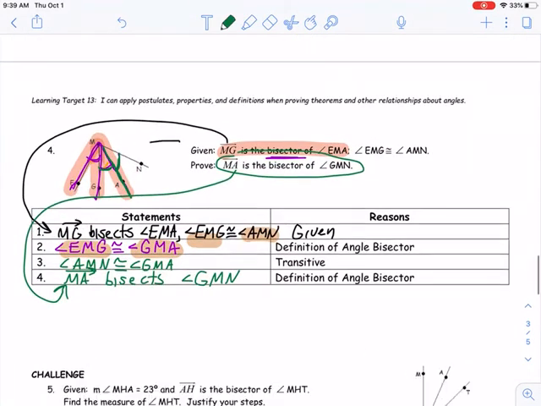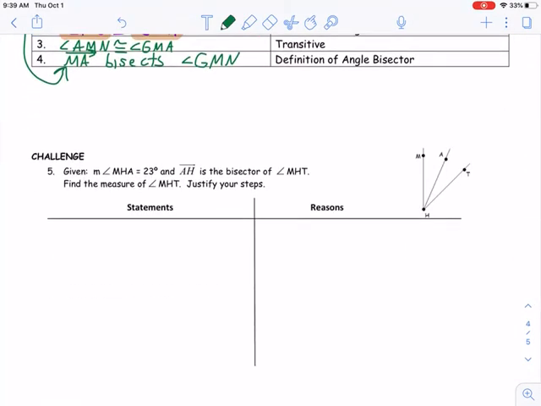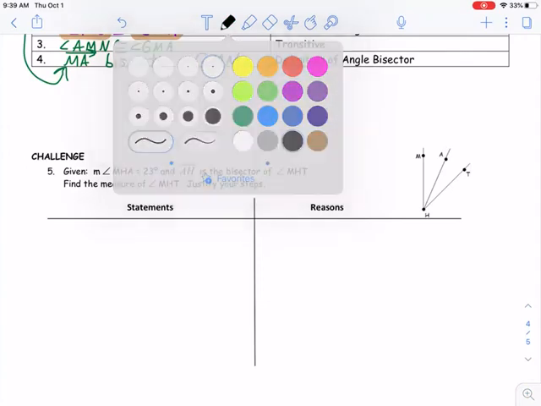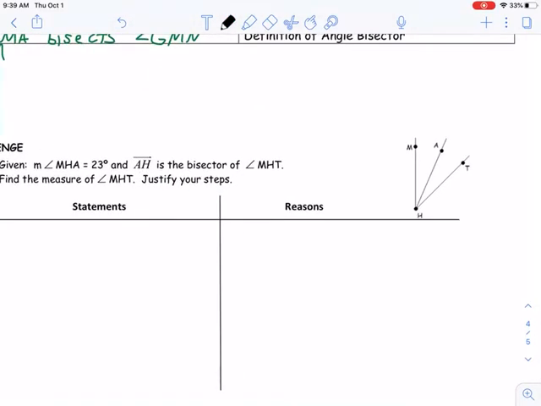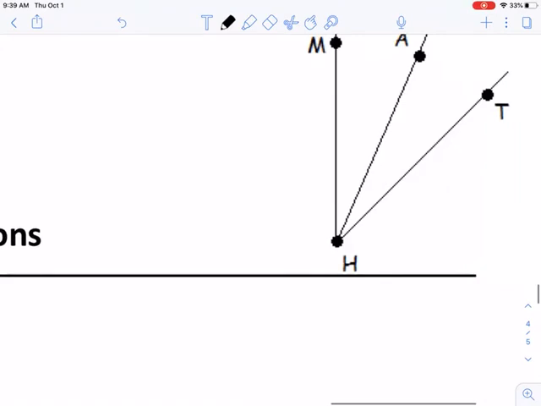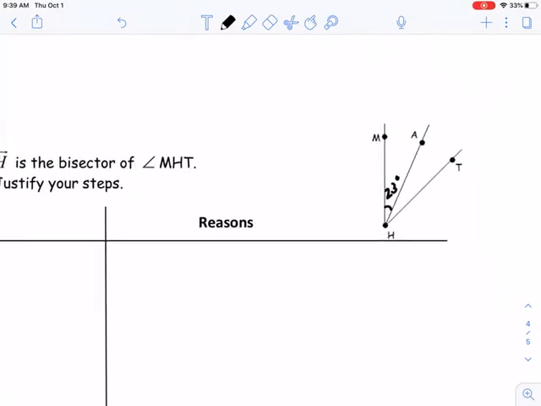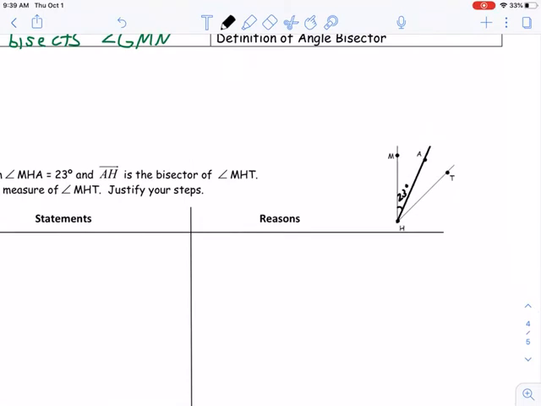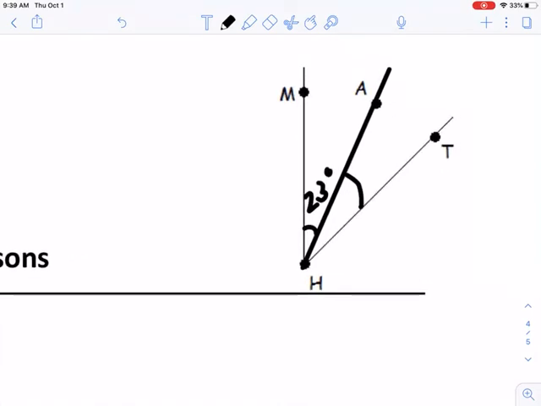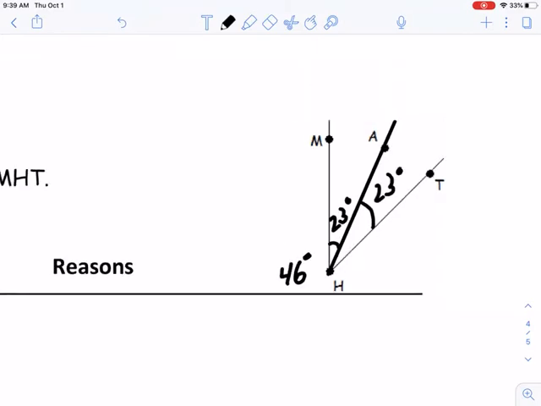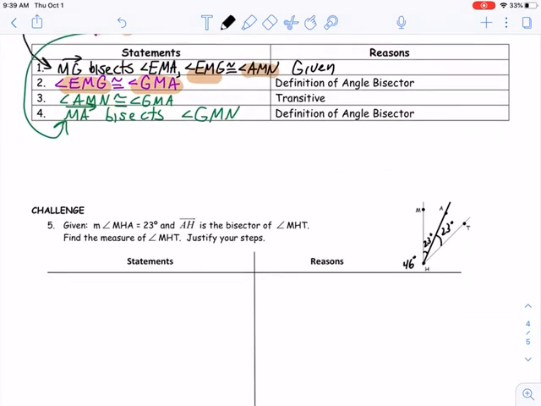Cool beans. Alright, and then the challenge: we've got a proof and we've got some numbers, so we're combining a lot of things. Again, all we're going to do is label our picture. MHA is 23 degrees, and AH bisects this whole thing, so that's congruent. I can even go a step further: that's 23 because they're congruent, and the whole thing is going to be 46. It tells me to find the measure of MHT, which we already did by drawing on it, labeling it, and figuring out what we know.